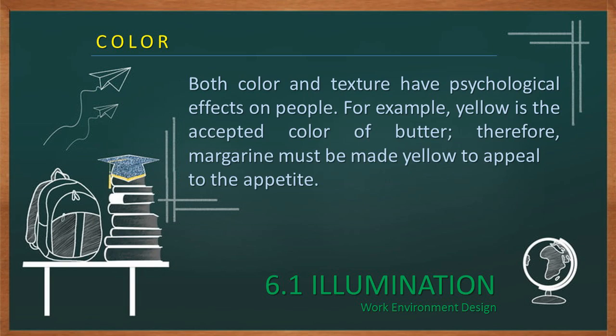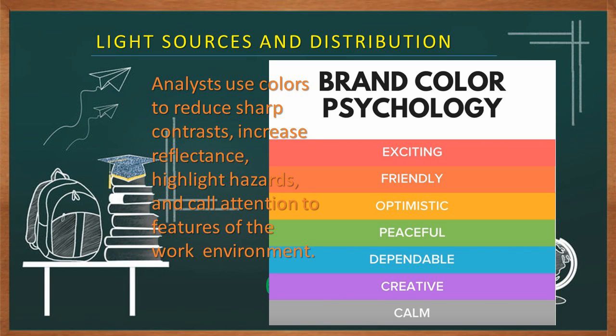Perhaps the most important use of color is to improve the environmental conditions of the workers by providing more visual comfort. Analysts use colors to reduce sharp contrasts, increase reflectance, highlight hazards, and call attention to features of the work environment. Sales are also affected or conditioned by colors. People recognize a company's products instantly by the pattern of colors used on packages, trademarks, letterheads, trucks, and buildings. Some research has indicated that color preferences are influenced by nationality, location, and climate. Sales of a product formerly made in one color increased when several colors suited to the differences in customer demands were supplied.